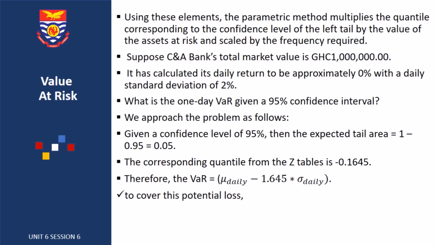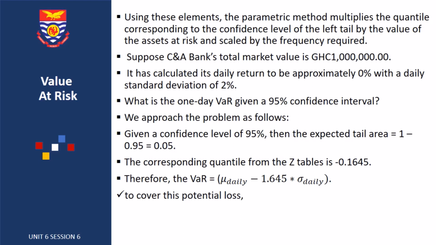So we approach the problem as follows. Given a confidence level of 95%, it simply means that we have a significance level of the difference between the actual value, which is 1, and the confidence interval, which will be the risk that we are considering. So we have 1 minus 0.95, which gives us 0.05. The corresponding quantile from the Z table for this 0.05 is simply negative 1.645.